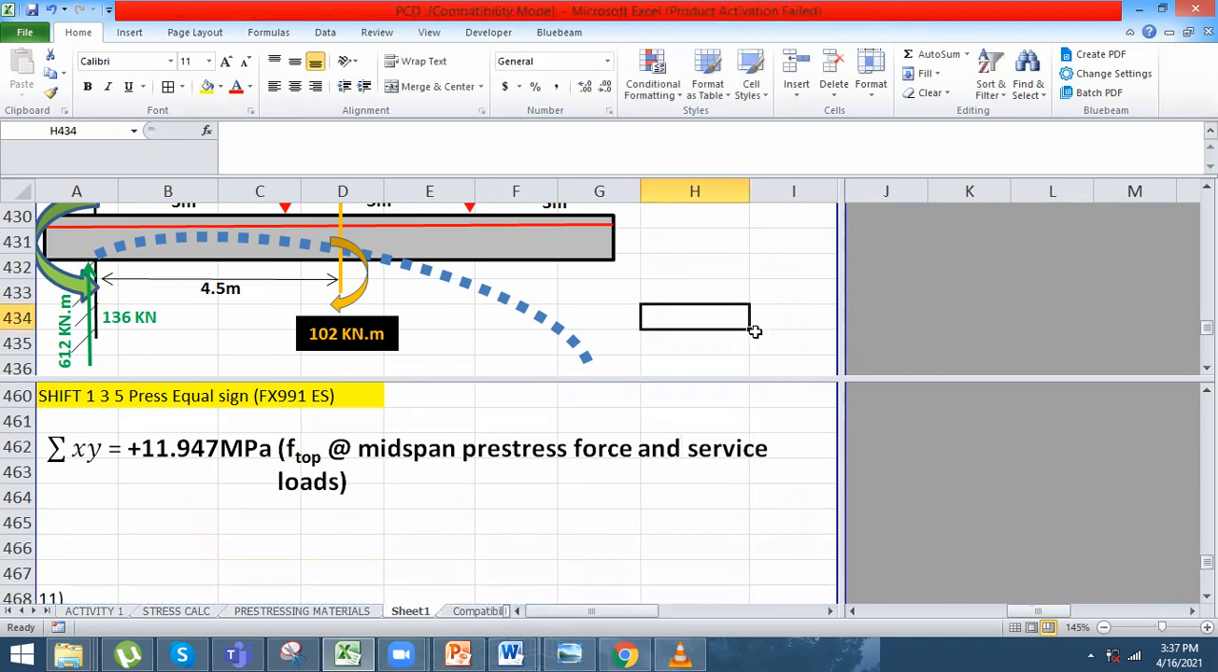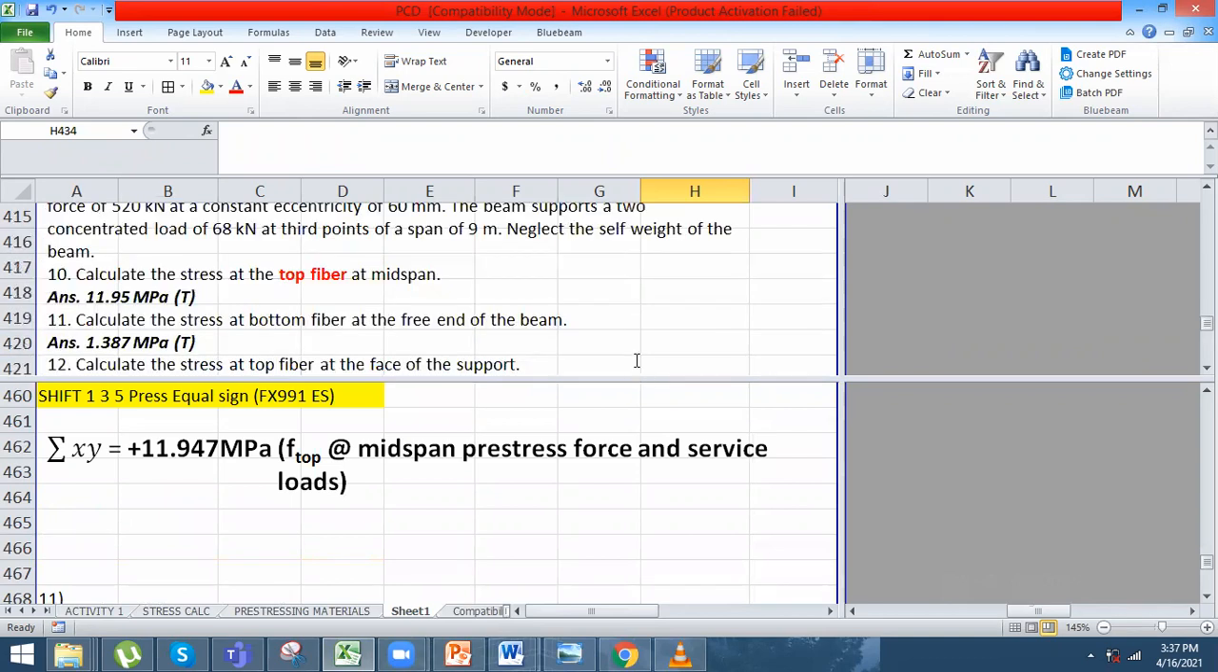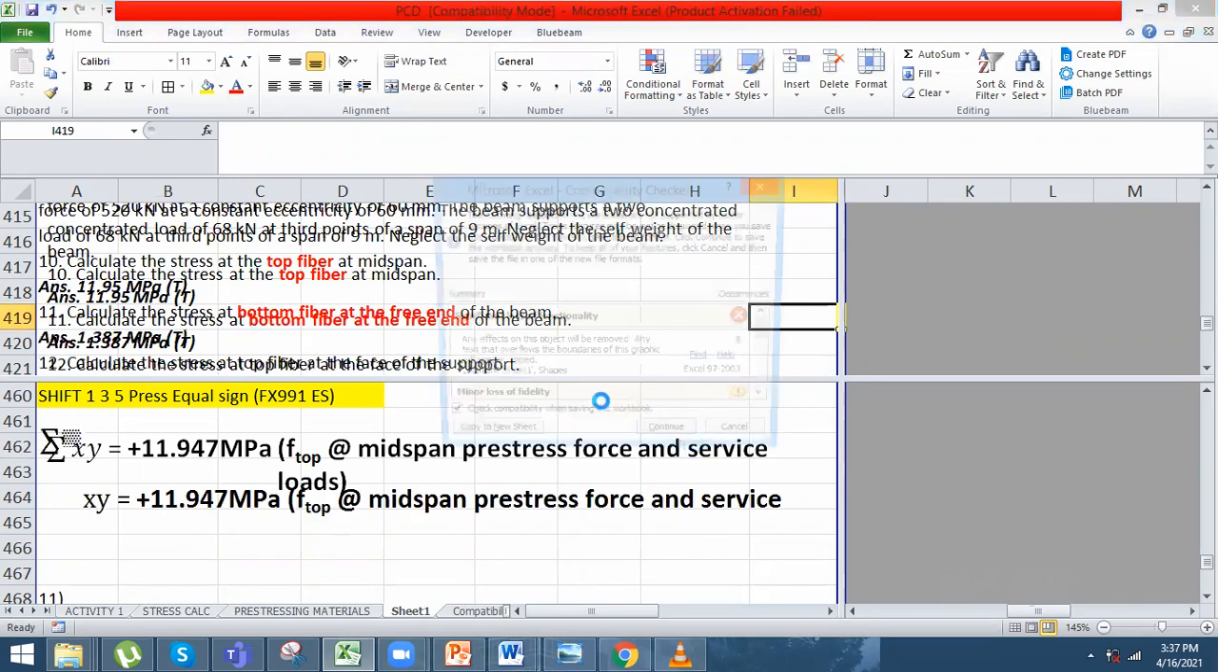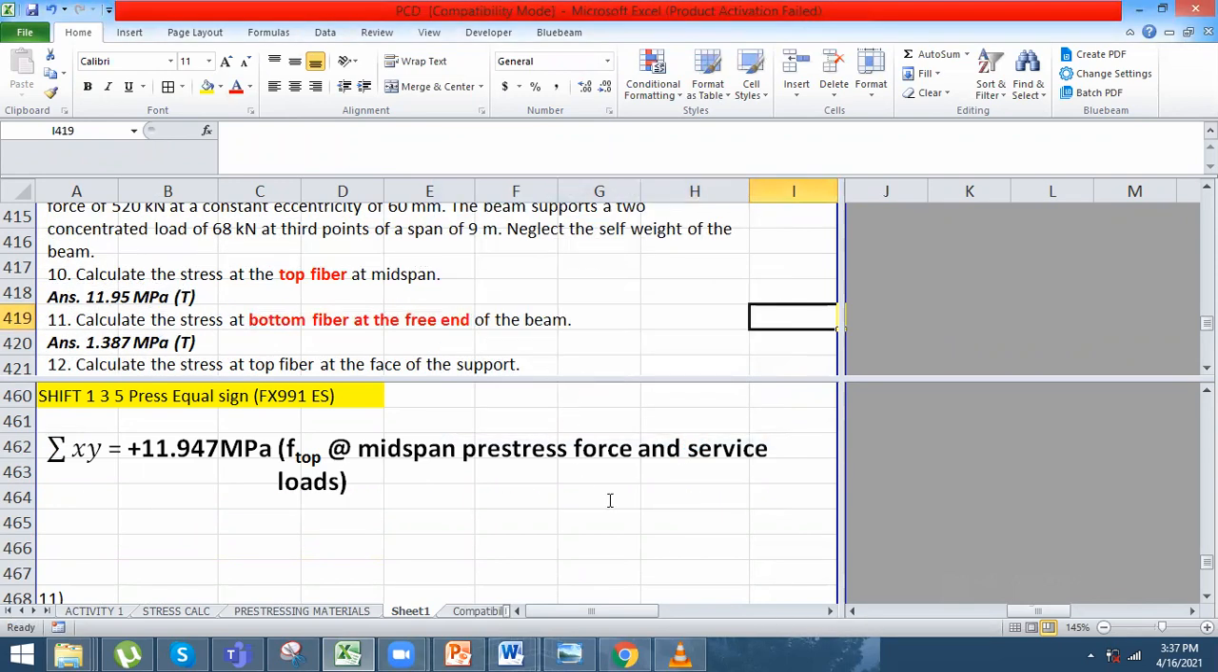Okay, number 2 naman tayo. Just go for number 2. Number 2 or number 11. Stress at the bottom fiber at the free end. Okay. Bottom fiber at the free end of the beam. Okay. So, free end of the beam. So, save natin. So, bottom fiber, stress at the bottom fiber at the free end of the beam.